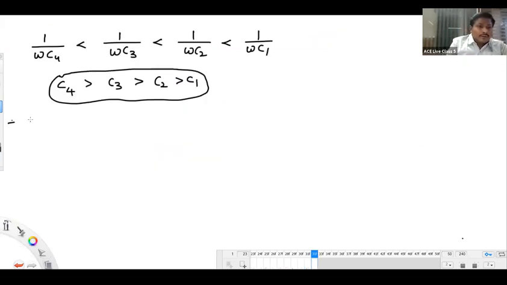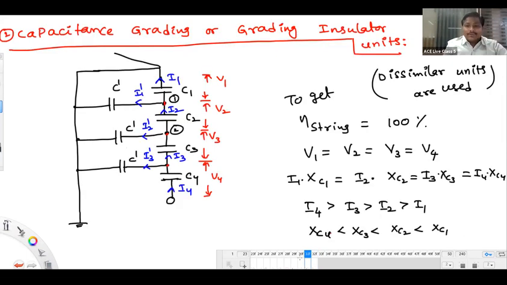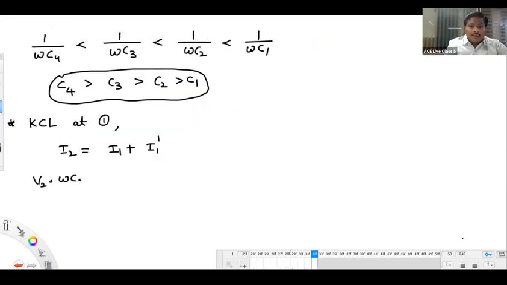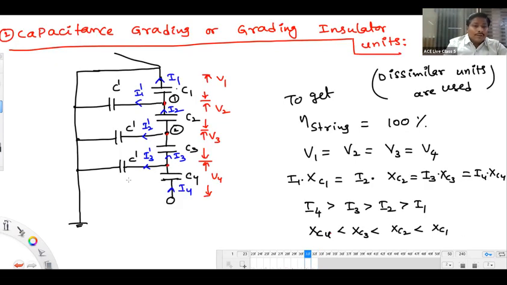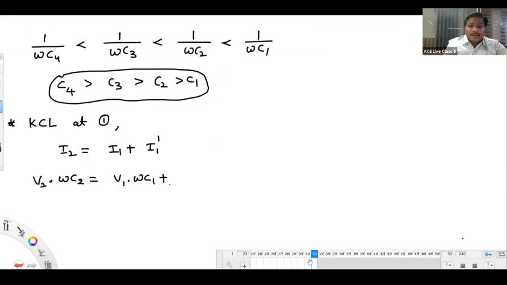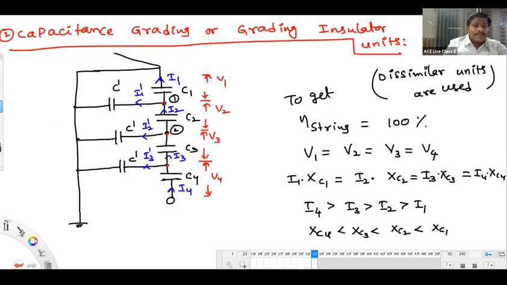KCL at node number 1. You can write I2 equals I1 plus I1 dash. What is I2 current? I2 current is V2 omega C2. What's I1 current? V1 omega C1. What's I1 dash? I1 dash means you should check this voltage first, which is V1. What is this voltage? V1 plus V2.